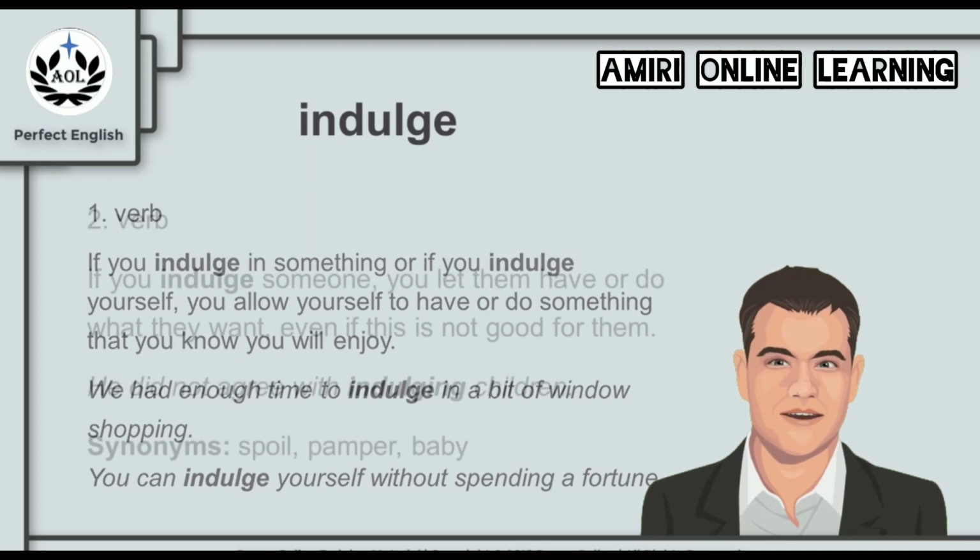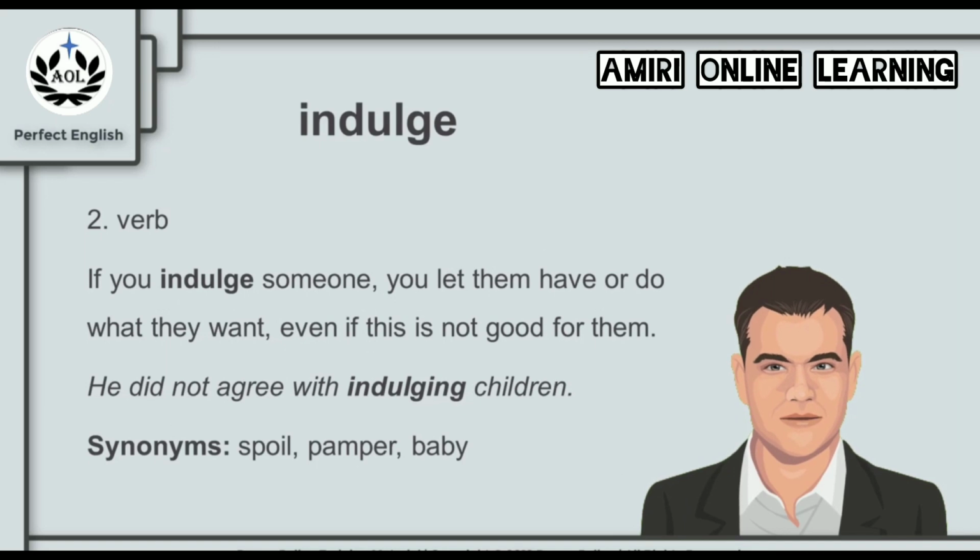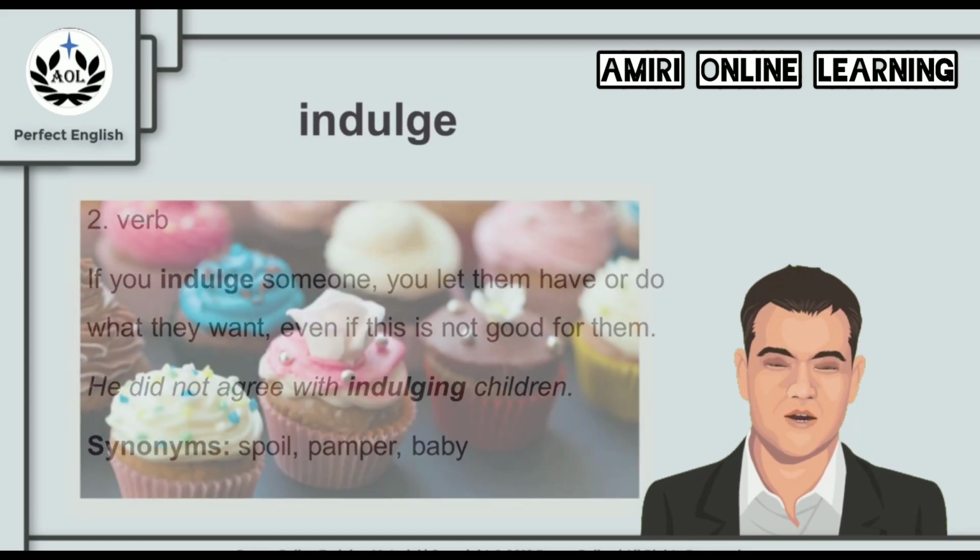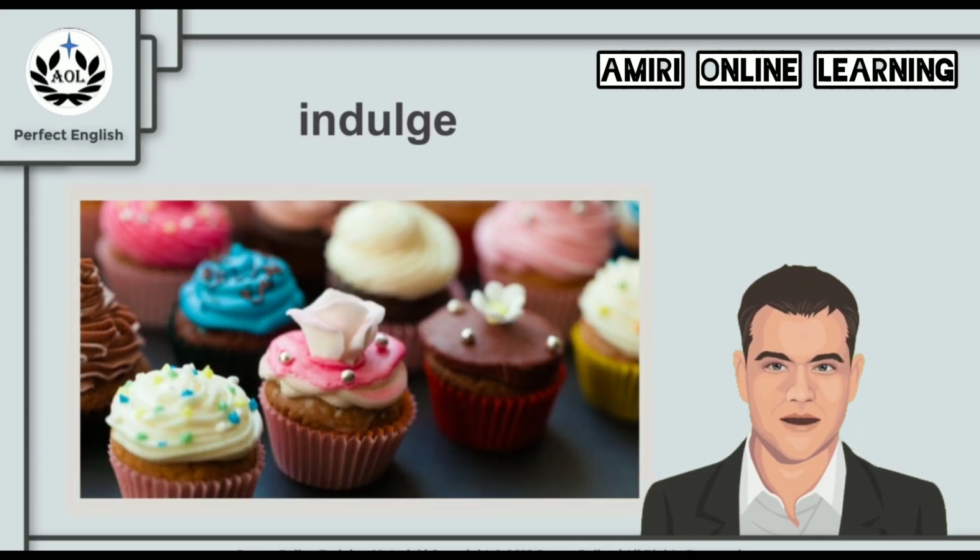We can also use indulge in a different context. If you indulge someone, you let them have or do what they want, even if this is not good for them. For example, he did not agree with indulging children. And synonyms for indulging in this sense are the words spoil, pamper, and baby. So the next time you remember this picture of those beautiful cupcakes, remember the word indulge and what it means.